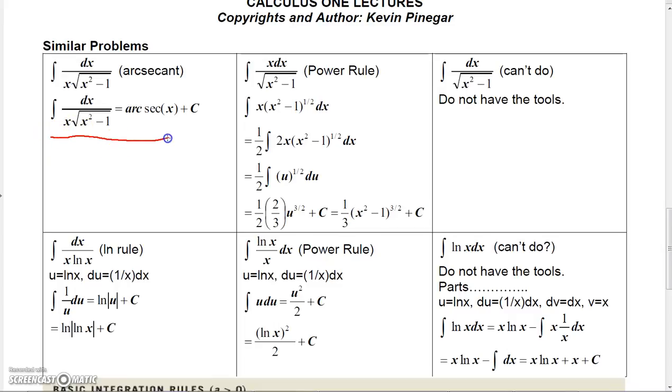I'll let you freeze the video and look at this one if you want to, but this leads to arcsecant. This one, you can use the power rule on, so you don't actually have to use the trig identity on this one. You can just use the power rule here, and it works out nicely with the power rule letting u equal x squared minus 1, and so you get u to the 1/2 du, and you do have to manipulate it some because you had to put a 2 in and a 1/2 on the outside.